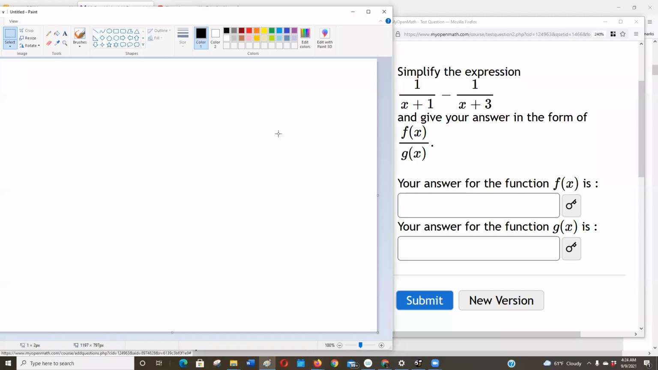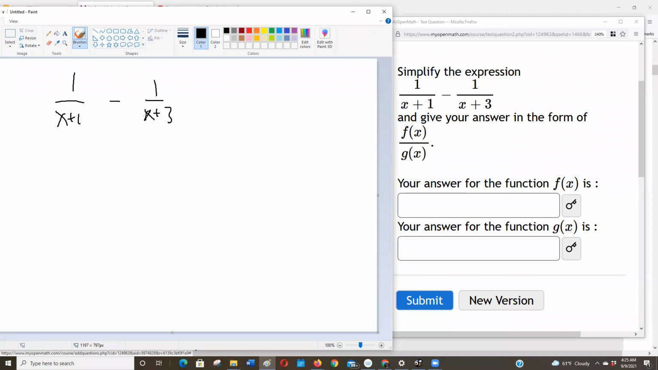Okay, so for this question, we're subtracting two fractions, and I need to get common denominators for subtraction. And as you've seen, we need to get those the same, and because we've got the x plus 1 and the x plus 3, we need both of those. So here, let me copy this down over here. So 1 over x plus 1 minus 1 over x plus 3.